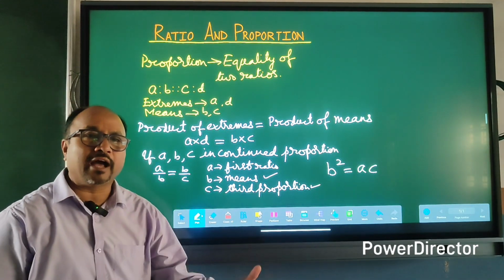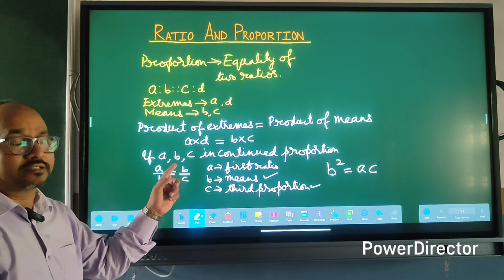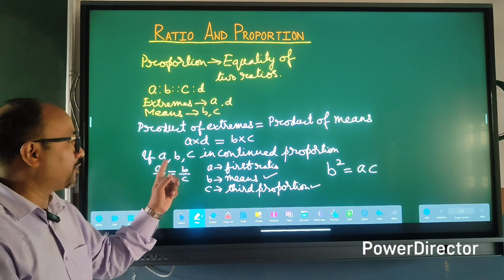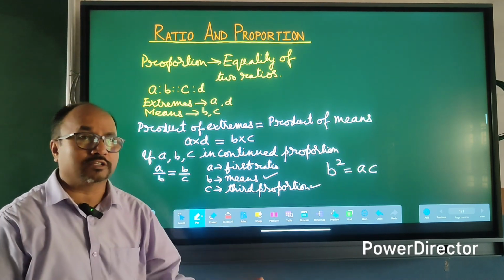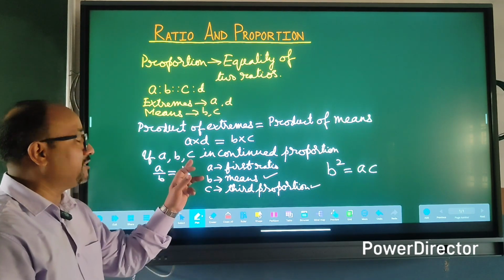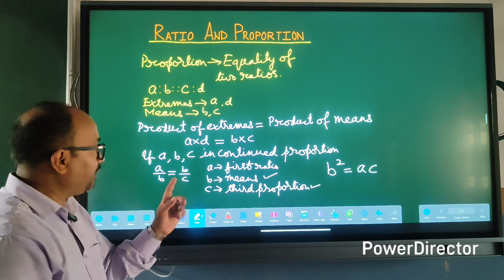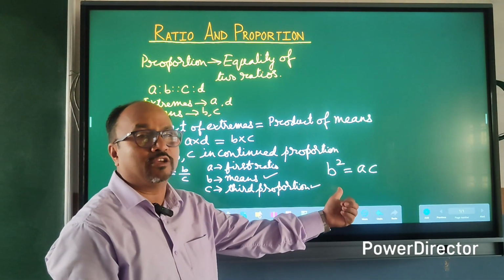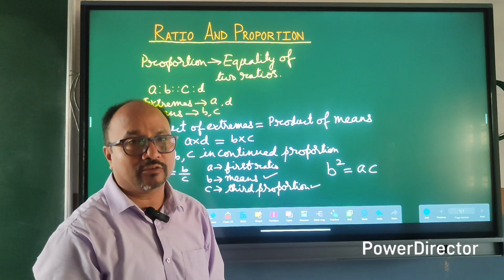So you might be asked to find the mean proportion where B is in the mean proportion place. So the square of that will be equal to the product of the first and the third one. Or you are asked to find the third proportion. It means C will not be there. You have to find the value of C. Then also the relationship B square equals AC gets written. B value is given, A value is given, and you will find that C value.